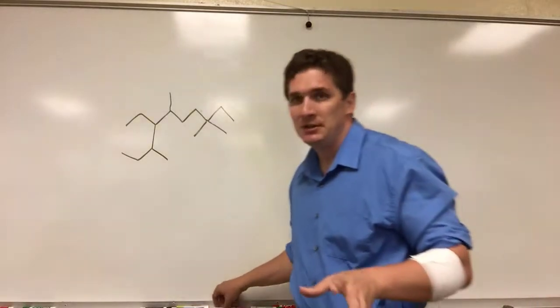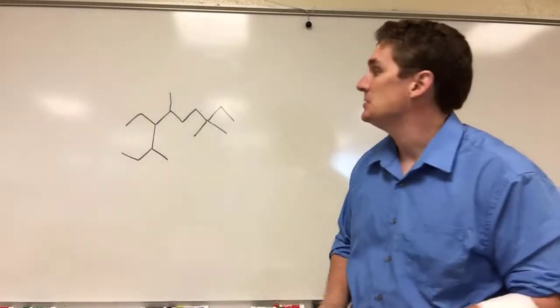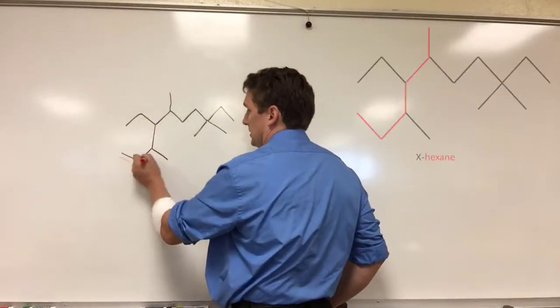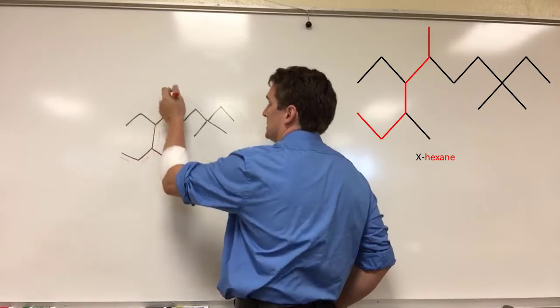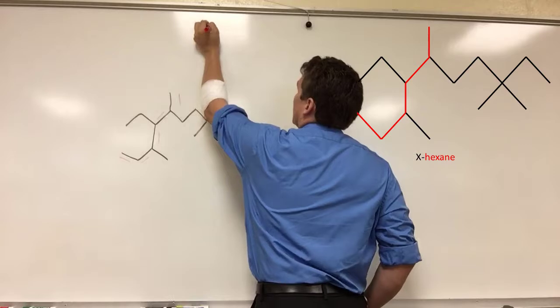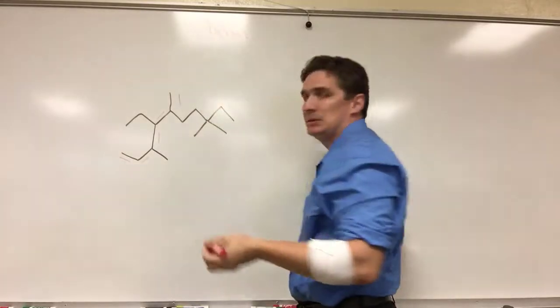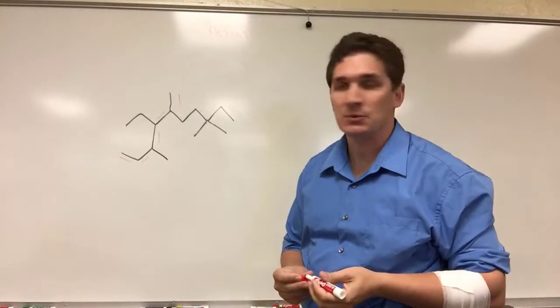So the first thing we need to do is identify the longest carbon chain. Let's take a few different options here. One way is we can start down here and work our way around. So we've got this chain here, 1, 2, 3, 4, 5, 6. So this would be a hexane. Now you're probably looking at this and going, that's definitely not the longest carbon chain. You're correct, but let's just work through the process.